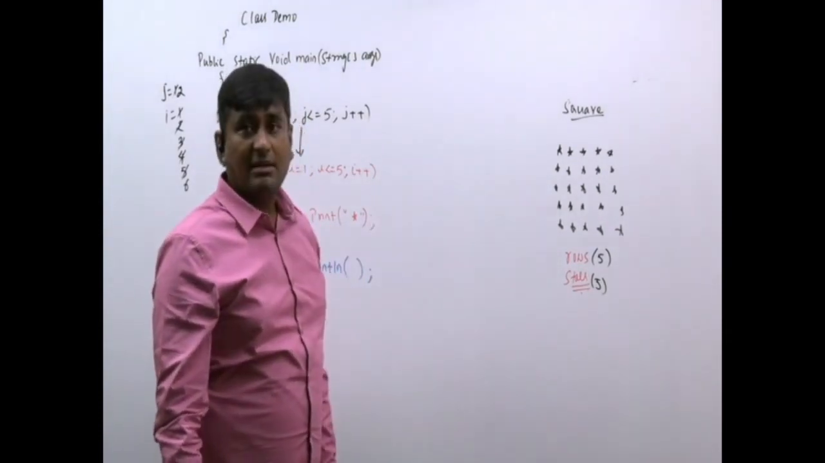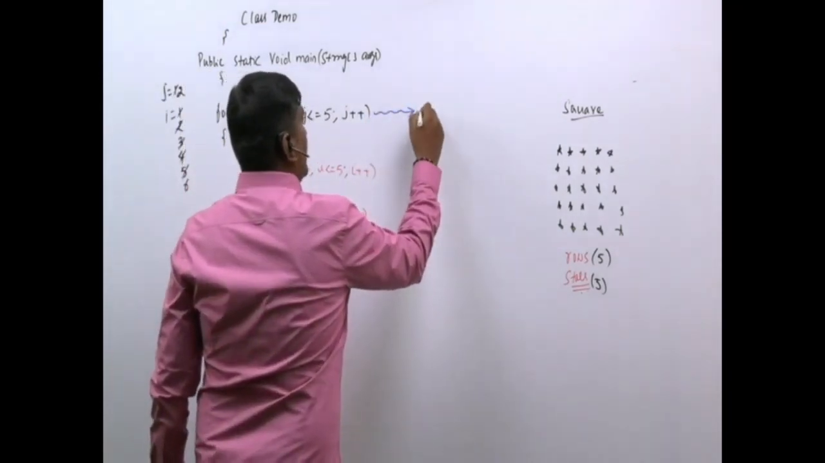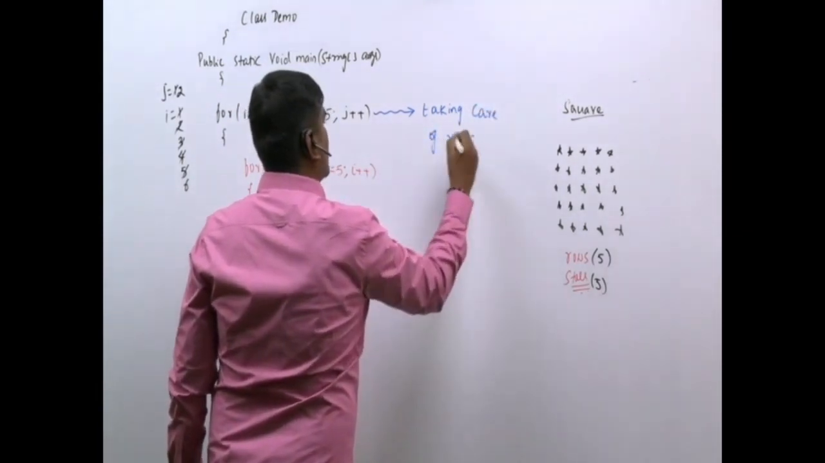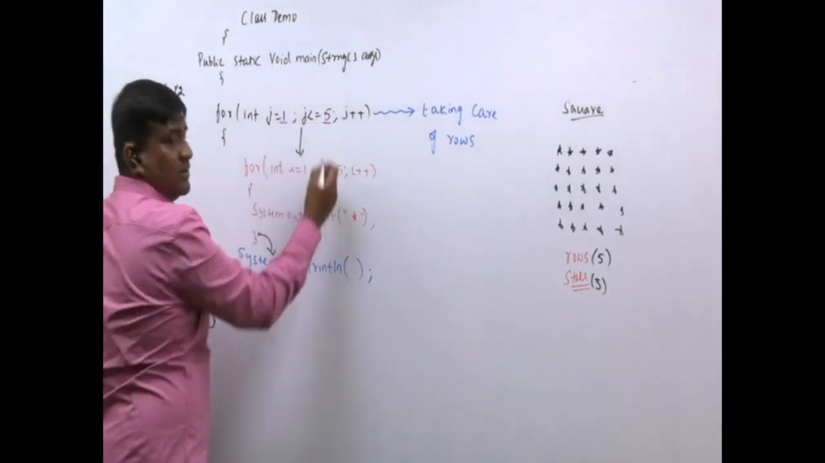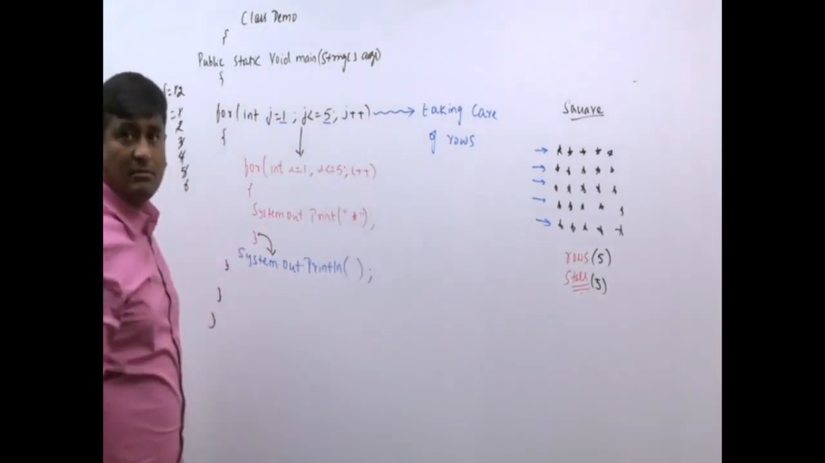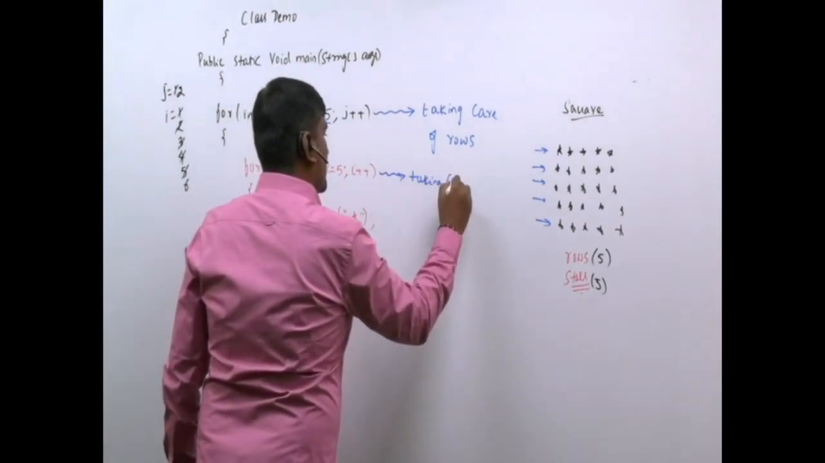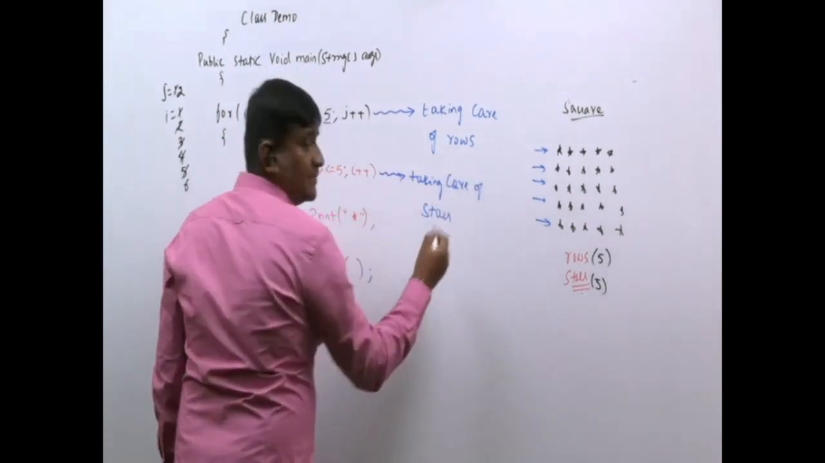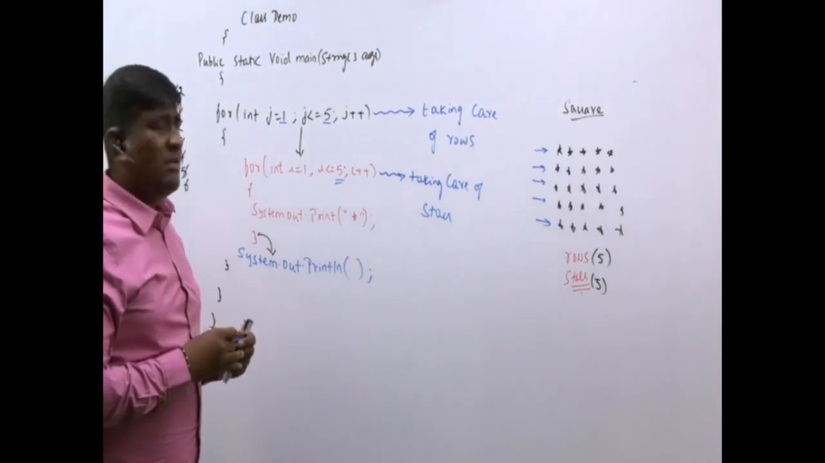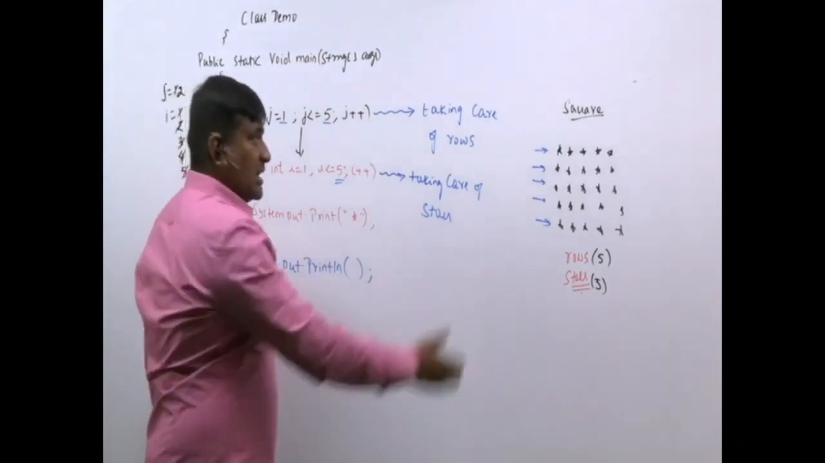And count how many rows are there? 5 rows. In fact, whatever outer for loop you have written, it is taking care of rows. See here, first row to fifth row: first row, second row, third row, fourth row, 5 rows. So 5 rows are there. And this for loop is taking care of stars. Tell me in each row how many stars are there? 5 stars. Sir, how are you telling? This is taking care of rows, this is taking care of stars, because in every row 5 stars are there.